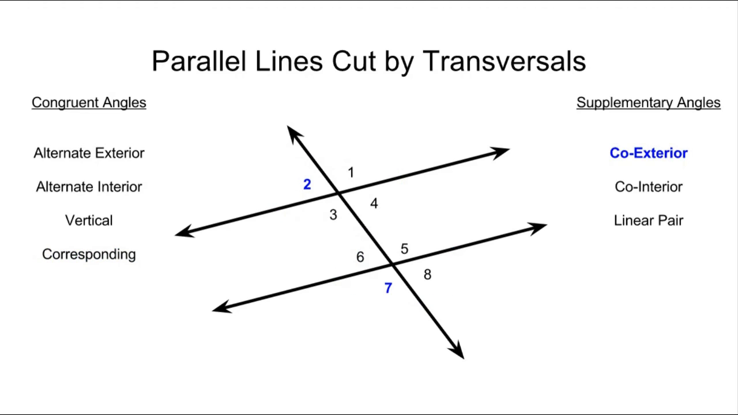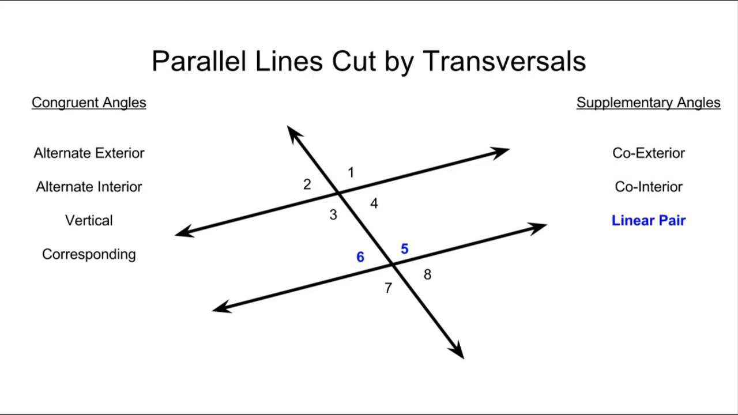For our supplementary angles, we have co-exterior angles. Here we're combining our angles on the same side of the transversal with our angles on the outside of the parallel lines. So angles 2 and 7 are considered co-exterior angles, as well as angles 8 and 1. Our co-interior angles are going to be on the same side of the transversal and inside the parallel lines. Angles 4 and 5 are co-interior angles, and angles 3 and 6 are co-interior angles.